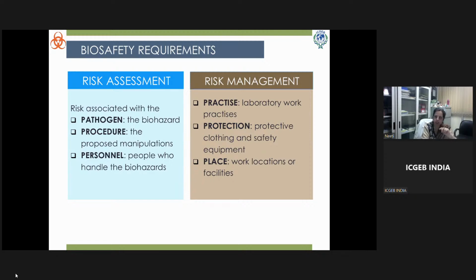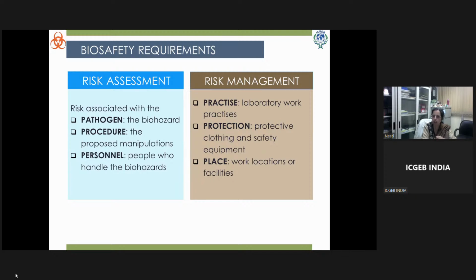Pathogens, that is the biohazard which is being handled, the procedures or the manipulations or the experimentation that is being done to study or to research on this particular biohazard, and then the personnel, that is the people, the scientists, the technicians, and the other lab people who are involved in handling the biohazard. And based on these three P's, the risk is assessed and the appropriate management practices come into play.